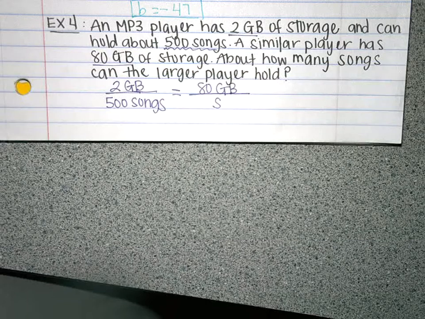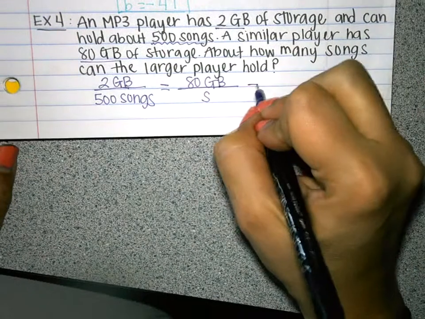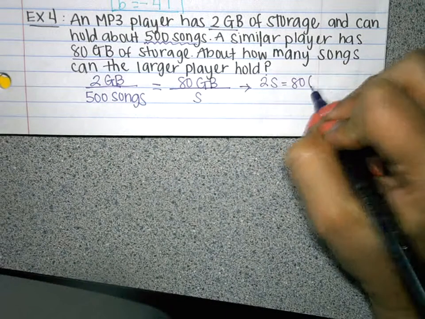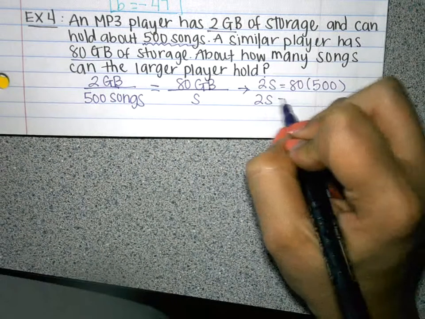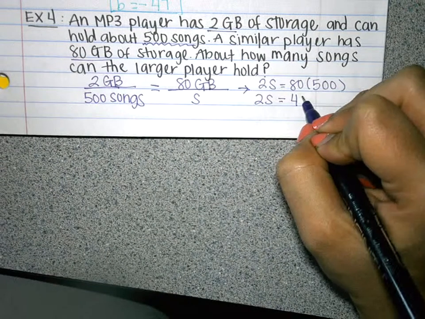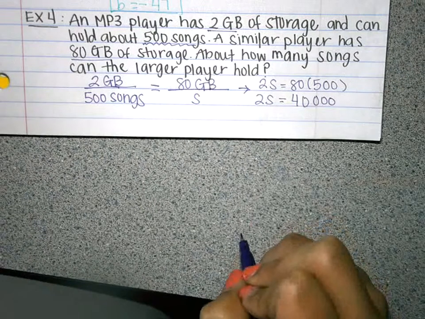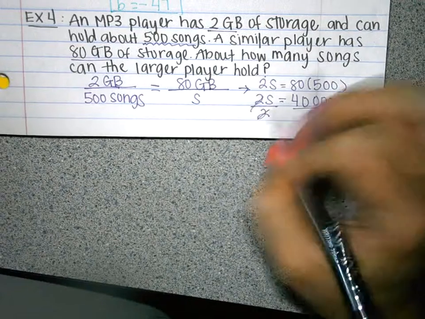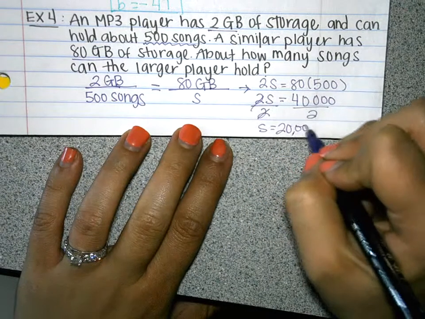So then I'm going to use cross products to solve this. So 2S equals 80 times 500. So that's 2S equals 80 times 500 gives me 40,000. And then to solve, I divide by 2. So I get S equals 20,000 songs.